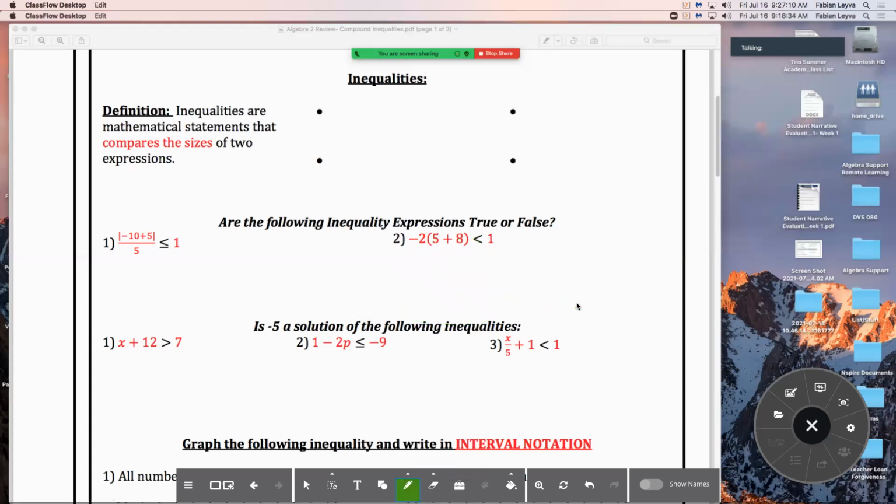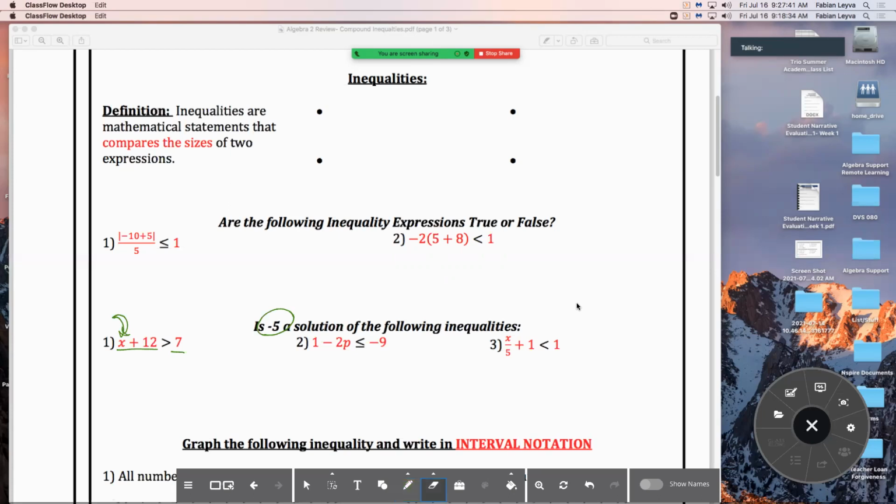Looking at the bottom one, notice that I have an inequality with a variable. If I read this inequality here, I can see that x plus 12 is greater than 7. Is this a true inequality? Well, that depends on what the value of my x is. Sometimes I'm going to tell you to test the value. Sometimes I'm going to tell you to find the value. Right now, in these specific 3 problems, I'm asking you to check if -5 is a solution. So I want you to plug a -5 specifically into this inequality and see if it is a solution.